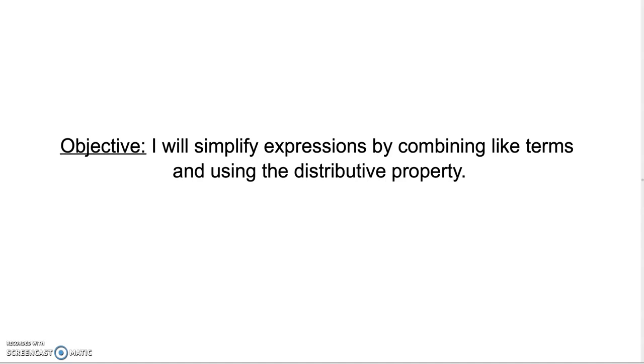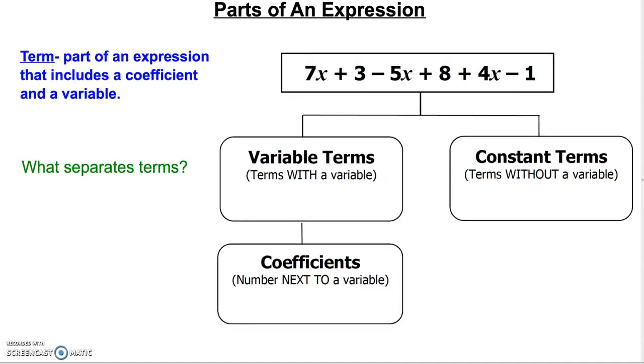In this video, we will simplify expressions by combining like terms and using the distributive property. First, let's label parts of an expression. This expression here has different terms in it. Terms are part of an expression that includes a coefficient and a variable.